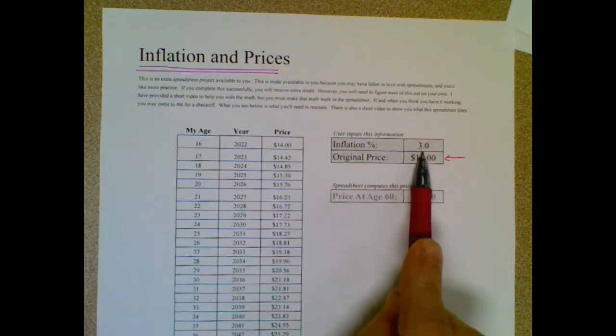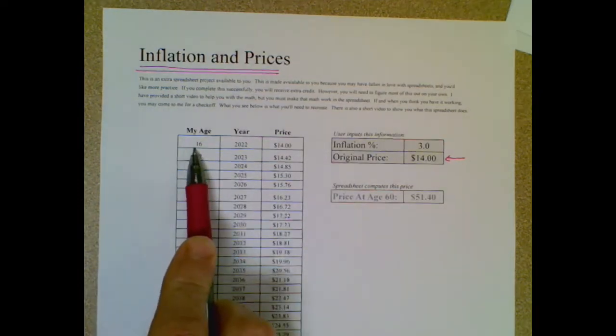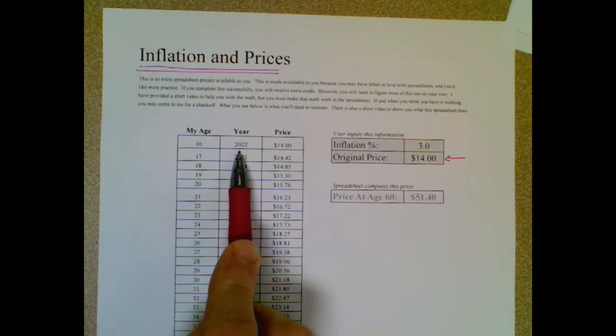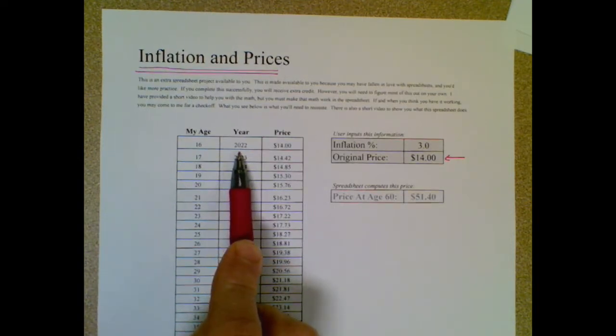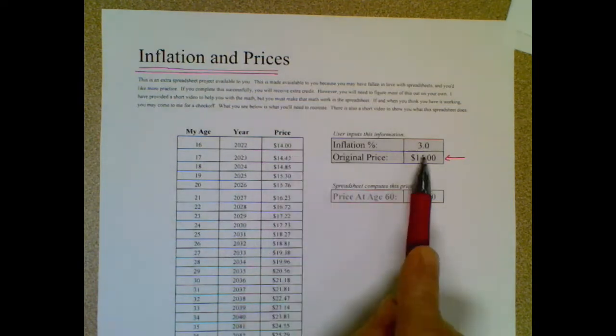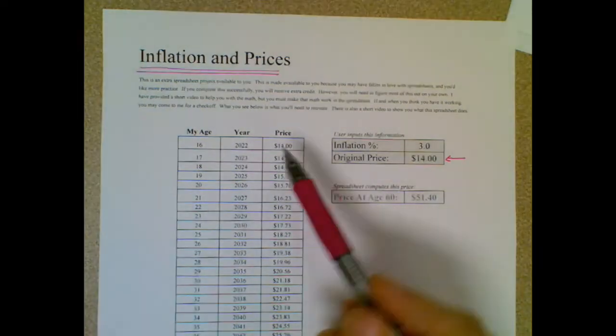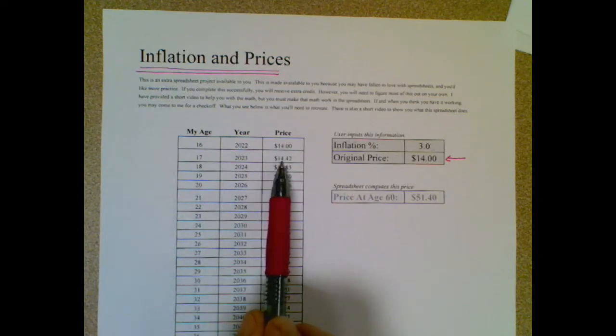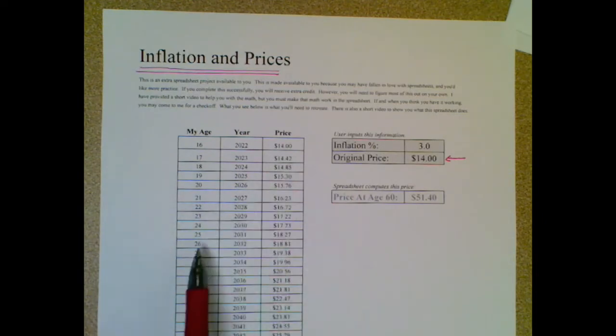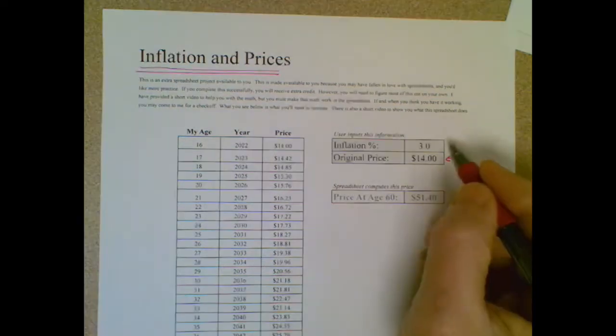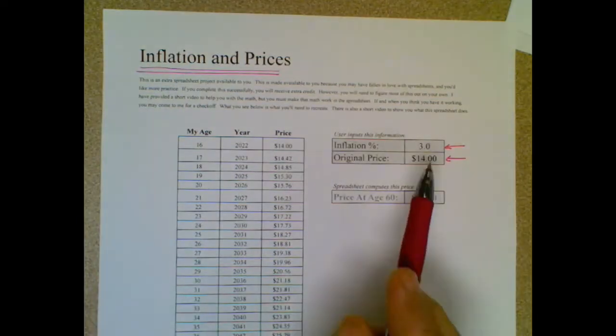You would also type in your inflation rate. So a Donato's pizza today, when you're age 16 in year 2022, or whatever year this might be when you're doing this project, has a price of $14. But the inflation rate, 3%, is the rate at which prices go up. So if the pizza follows the inflation, after 1 year the price would be about $14.40, and then after 10 years the price would be $18.81.